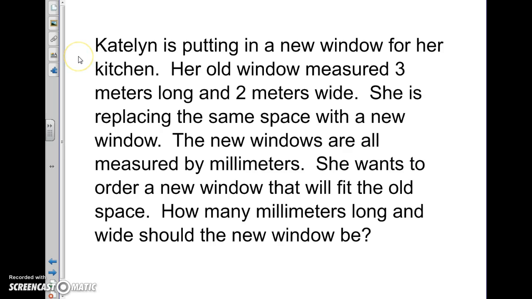Okay, so here's our problem. Caitlin is putting in a new window for her kitchen. Her old window measured 3 meters long and 2 meters wide. She is replacing the same space with a new window. The new windows are all measured by millimeters. She wants to order a new window that will fit the old space. How many millimeters long and wide should the new window be?